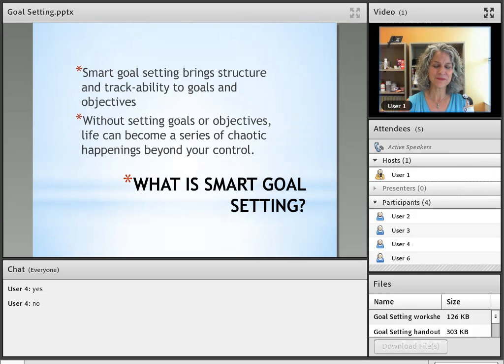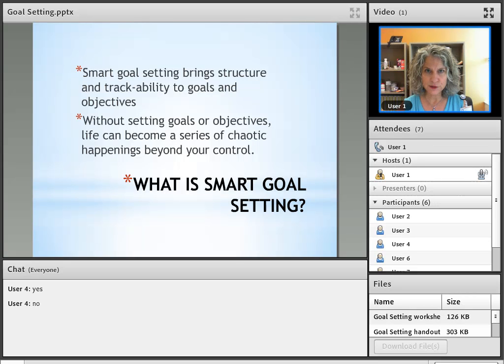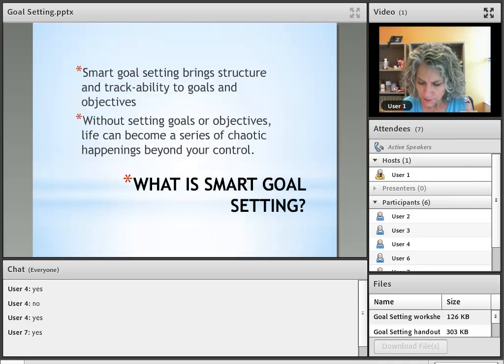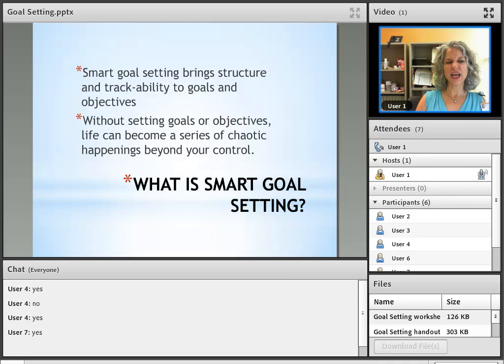Okay. So, SMART goal setting is a format of setting goals that brings structure and trackability, for lack of a better word, but measurability to goals and to objectives. So if anybody's heard the phrase, begin with the end in mind, or something like, if you don't know where you're going, you won't ever get there. Has anybody heard those phrases? You can just feel free to type to let me know. Yes, Lizette, thank you. What do you think that means? Begin with the end in mind, or if you don't know where you're going, you're likely not to get there.